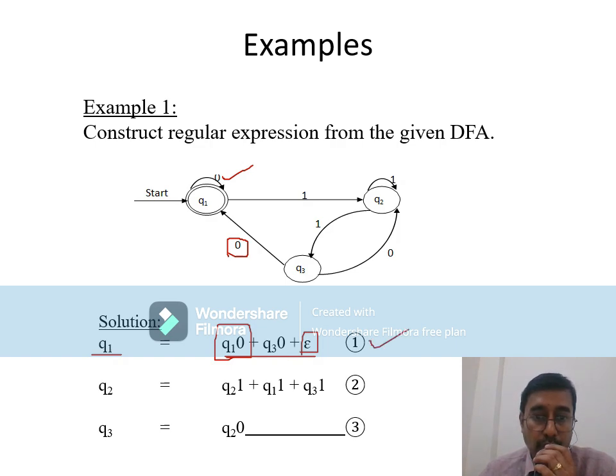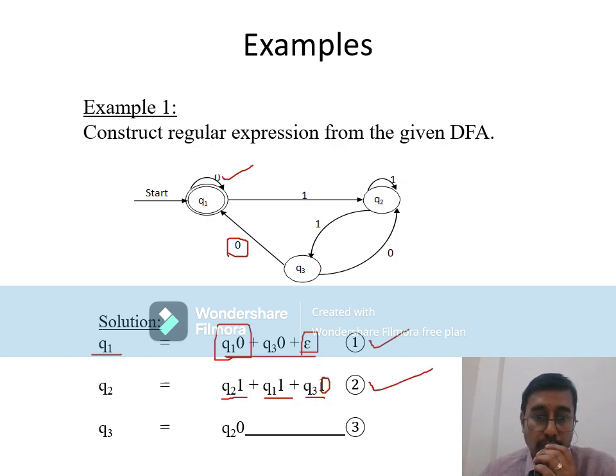Same thing for the q2 state. From the q2 self loop, it is generating 1, so q2 1. Next, from q1 the input 1 is coming to q2, so q1 1. Next, from q3 the input 0 is going to q2. So this should be 0, actually it is not 1. This should be 0, so q3 0. So this will be my equation 2.